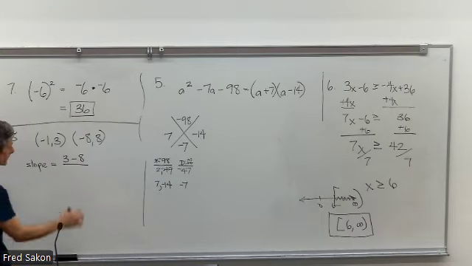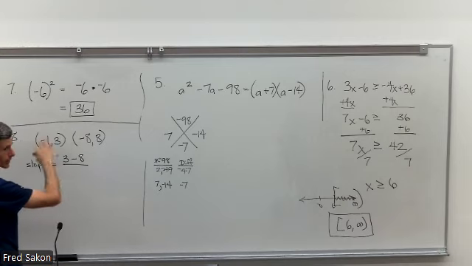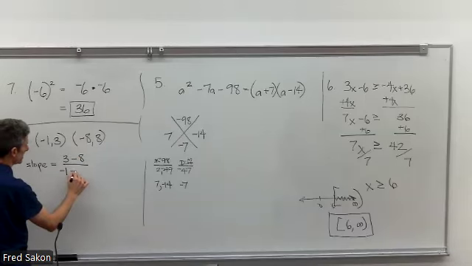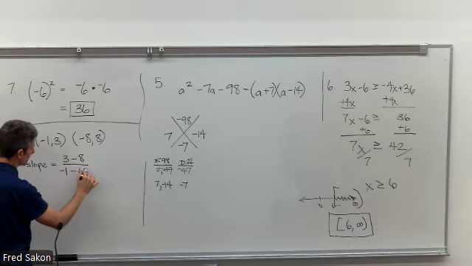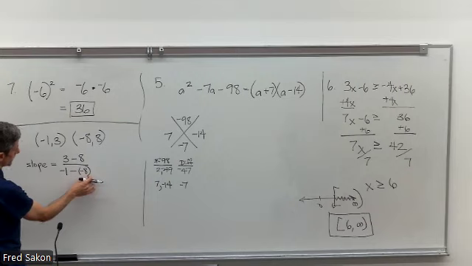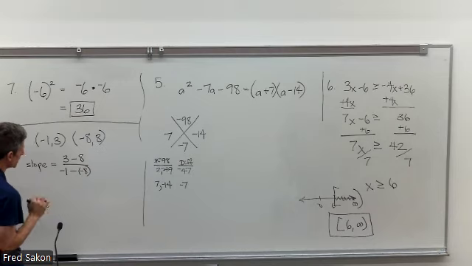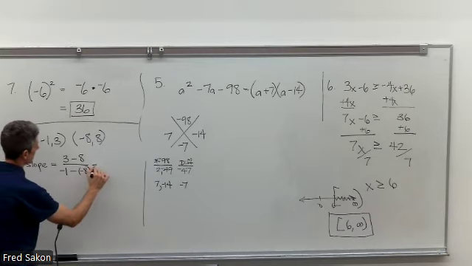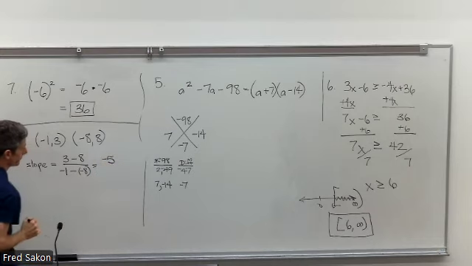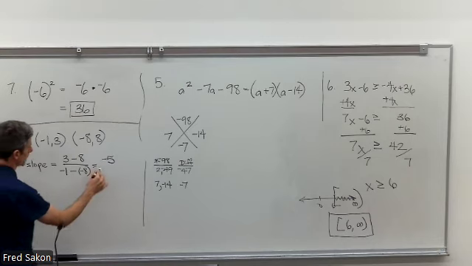3 minus 8. 3 minus 8. Then I take in the same order the x ones, the first one, and subtract them. Same order. -1 minus -8. The only reason I'm putting those parentheses right there is because I have a minus and negative. I separate them. Then I can go ahead and do that top part if I want. That's -5, right? 3 minus 8.